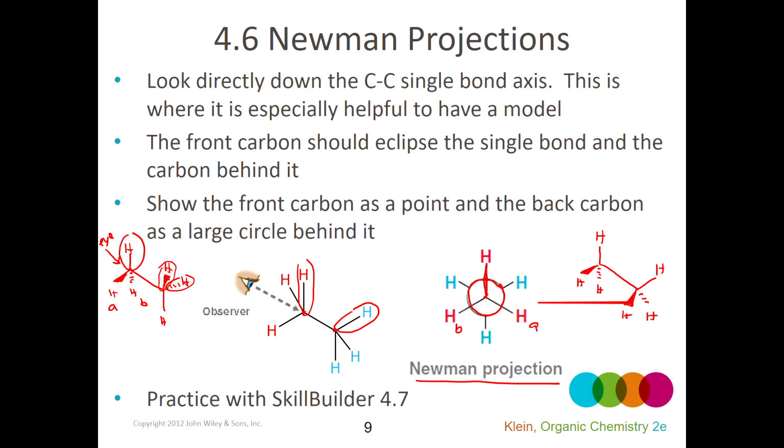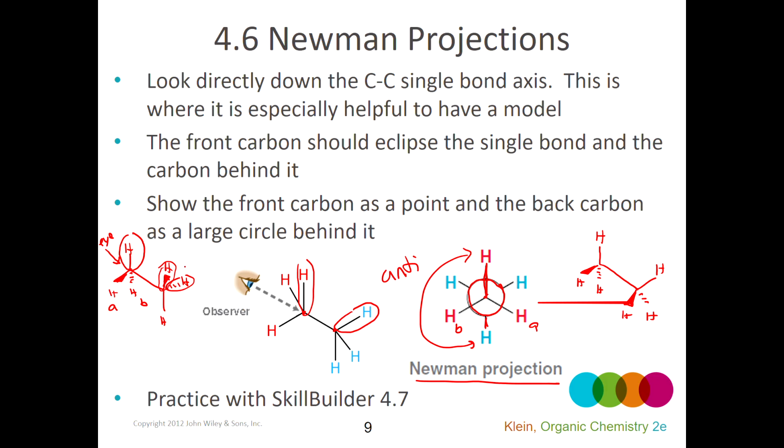On the back carbon, I've got one hydrogen pointing straight down in the same plane that this hydrogen is pointing straight up. And that's exactly what I see. Those are called anti with respect to one another. Anti means that I have 180 degrees rotation between a group on one carbon and the group that's directly behind it on the neighboring carbon.